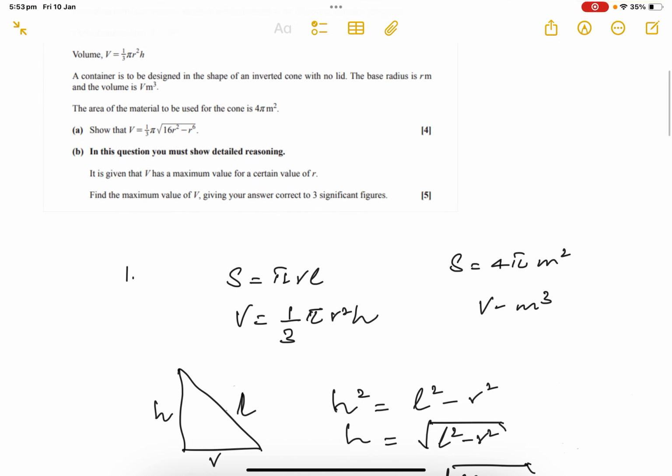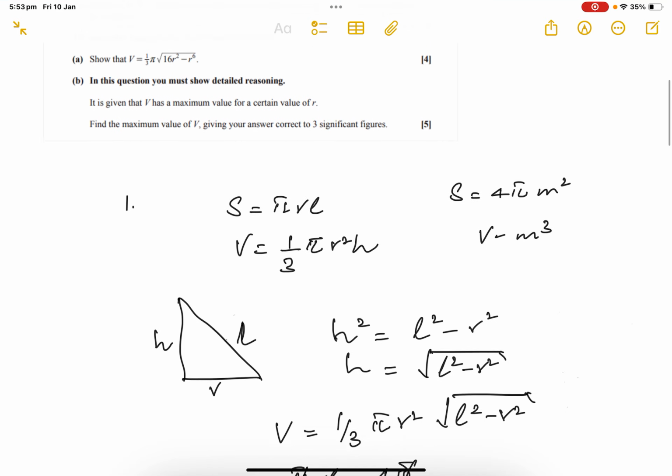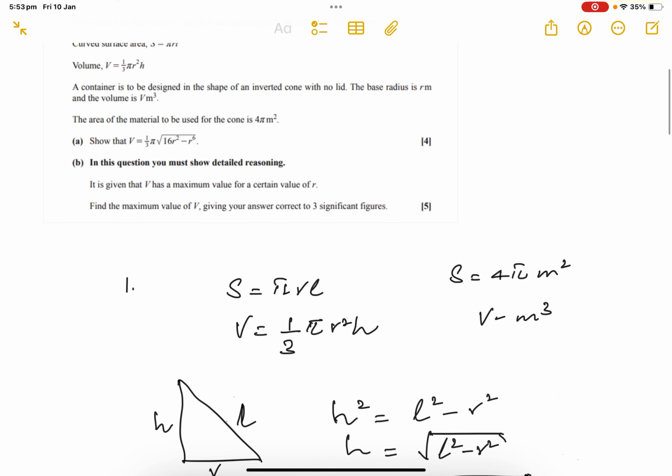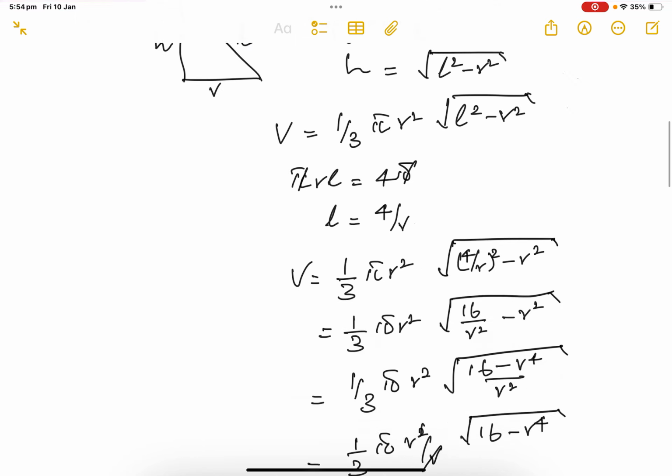So part A is done. Part B, in this question, you must show detailed reasoning. So we need to explain certain things. We will deal with it when we come to that situation. It is given that V has a maximum value at a certain value of r. So what is it here?